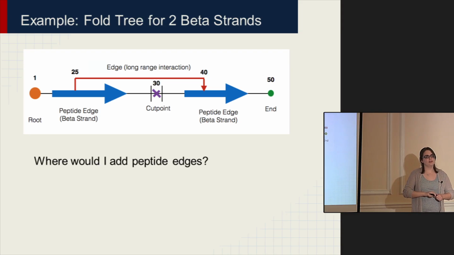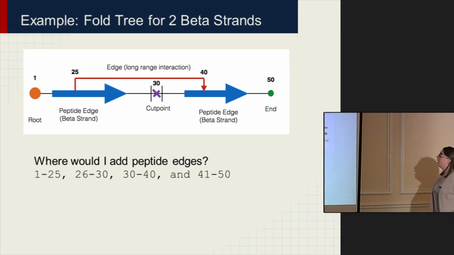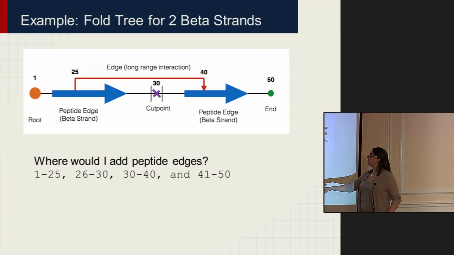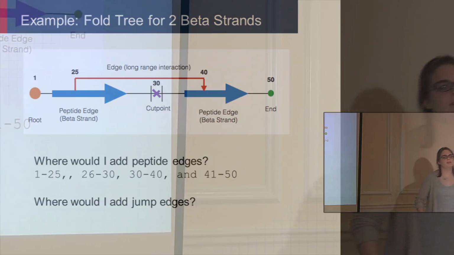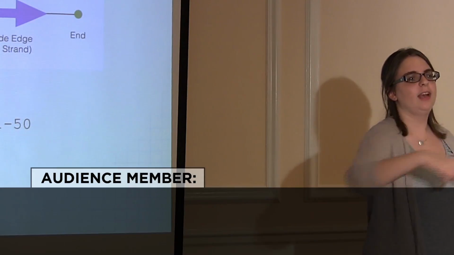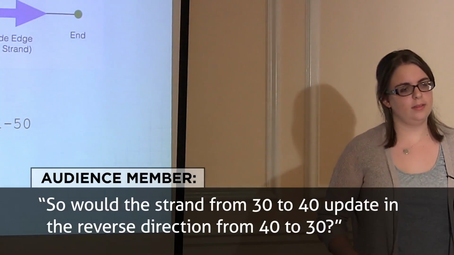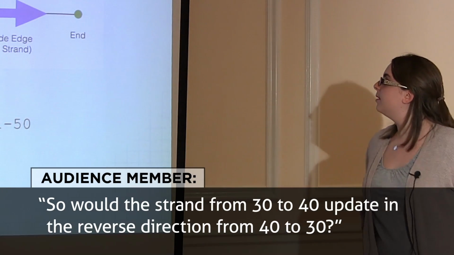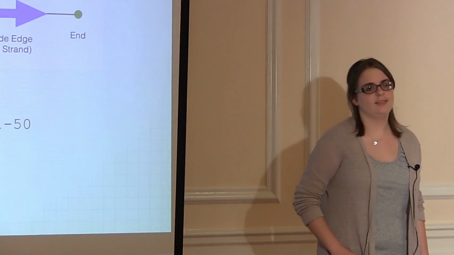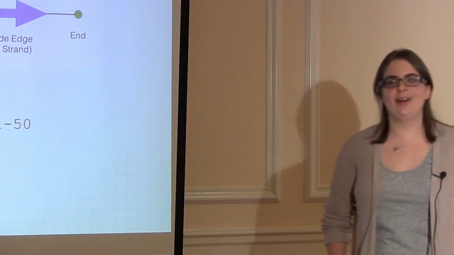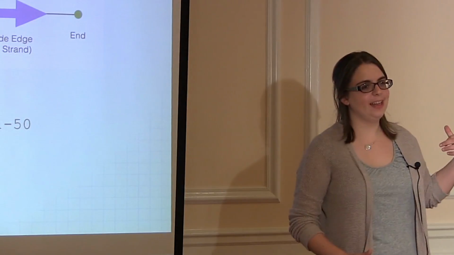So that's where you'd add the peptide edges: from 1 to 25, 26 to 30, 30 to 40, and then 41 to 50. Oh, sorry, so would the strand 30 to 40 update in reverse direction starting from 40? Yes. And I can draw it, would that help?